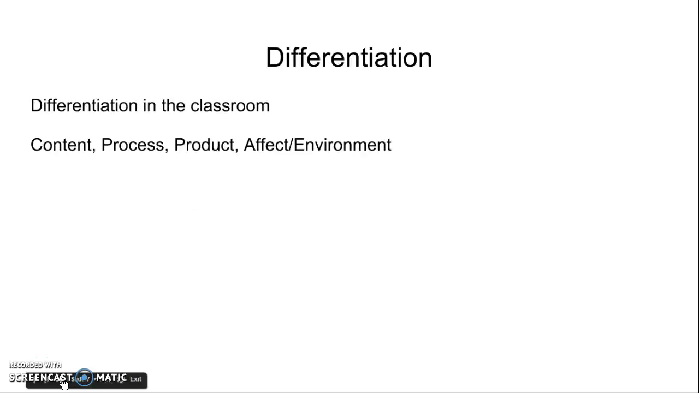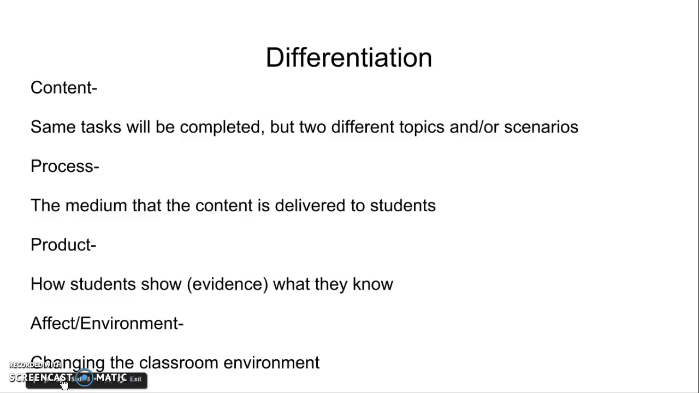Now, we're going to move on, and we're going to talk about differentiation in the classroom. We're going to talk specifically about 4 ways differentiation is characterized in the classroom. There may be others, but these are 4 that I know or am able to talk about. So, we're going to talk about content, the process, product, and effect/environment. So, let's begin with content.